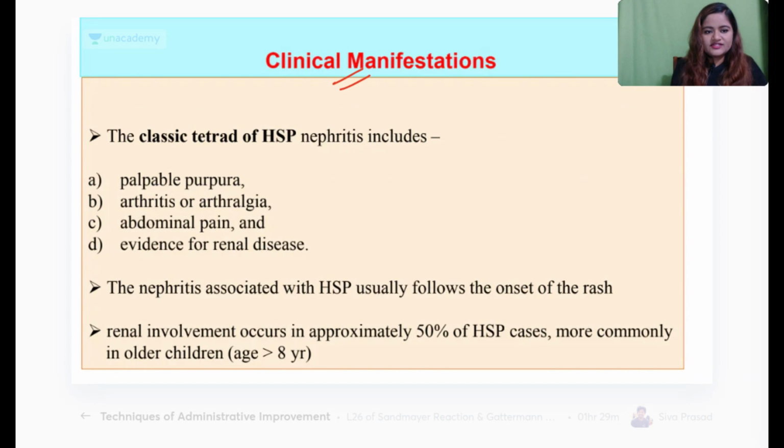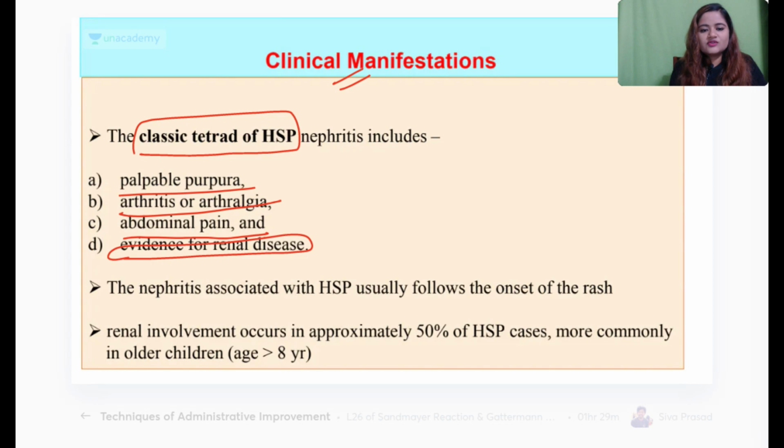So what would be the clinical manifestations? Now, the classical tetrad of HSP includes palpable purpura, which we have already seen, arthralgia or arthritis, severe abdominal pain, and obviously evidence of acute renal injury, that is AKI. So if you are finding all these four things clinically, that means we are dealing with a case of HSP.